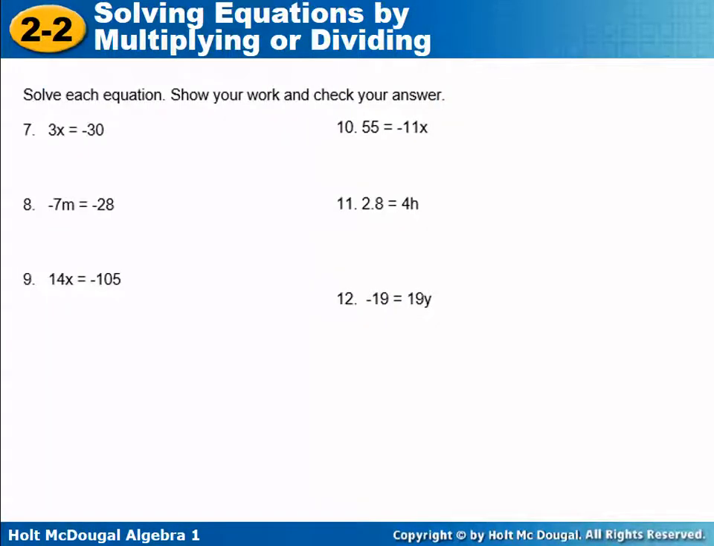Here are the problems from your worksheet. Let's look at number 8. On number 8, the variable is m, and it's being multiplied by -7. So the opposite of multiplying by -7 is to divide by -7. -7 divided by -7 is 1, so that cancels, and we just write the m. On the right side, we have -28 divided by -7. A negative divided by a negative is positive. So our answer is positive 4.